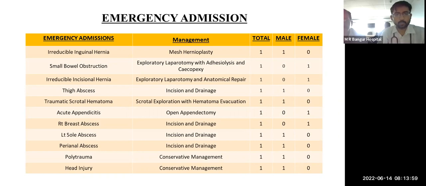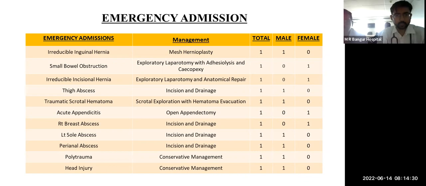A case of small bowel obstruction was there where exploratory laparotomy with adhesiolysis and cecopexy was done. An irreducible incisional hernia was there where again exploratory laparotomy and anatomical repair was done. There were cases of thigh abscess, breast abscess, left sole abscess, and perineal abscess. In all these cases, incision and drainage was done. There was 1 case of a traumatic scrotal hematoma where scrotal exploration and hematoma evacuation was done.